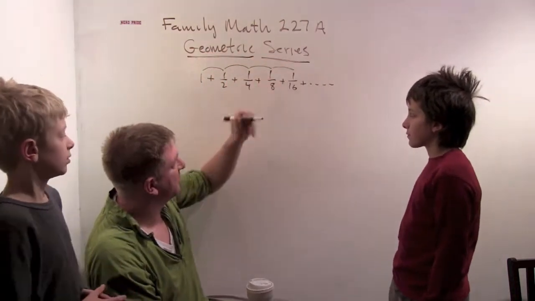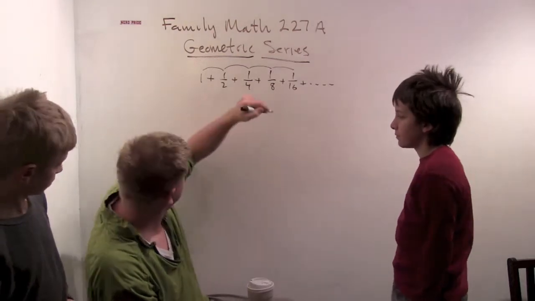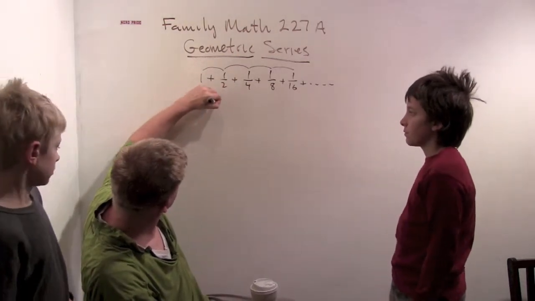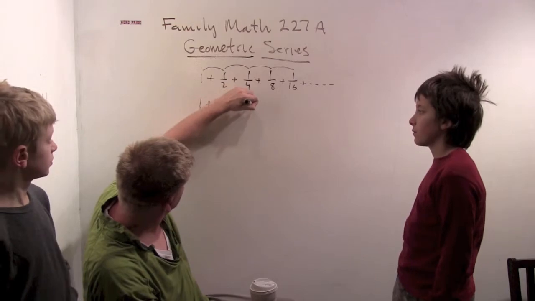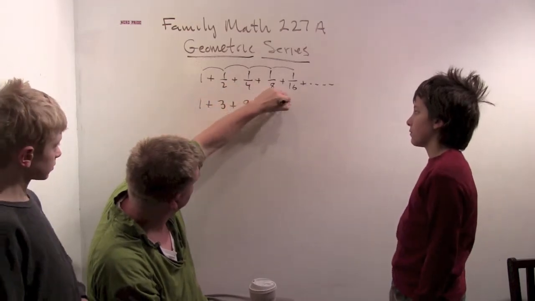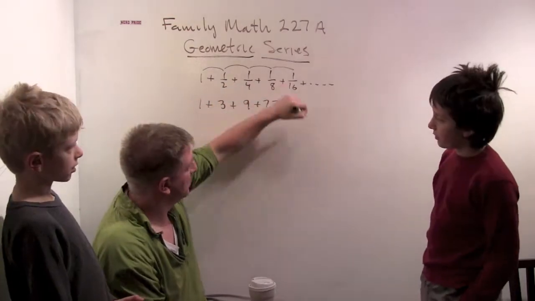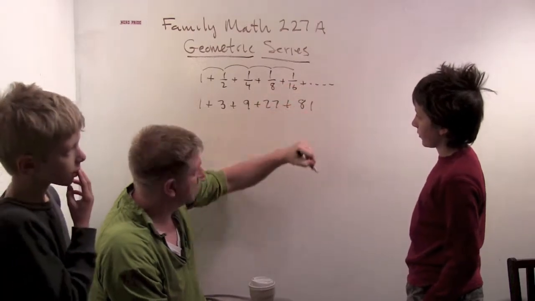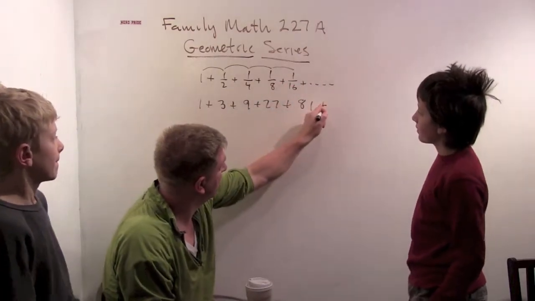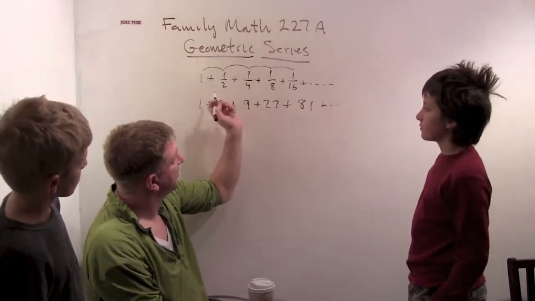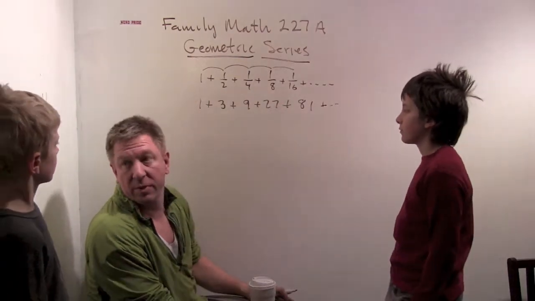So this is a geometric series that we're going to start with, but this is also a geometric series: 1 plus 3 plus 9 plus 27 plus, what would be the next term? 81. 81, yeah. Then 243. So this is also a geometric series. Geometric series don't have to shrink, and I'll show you one other one.